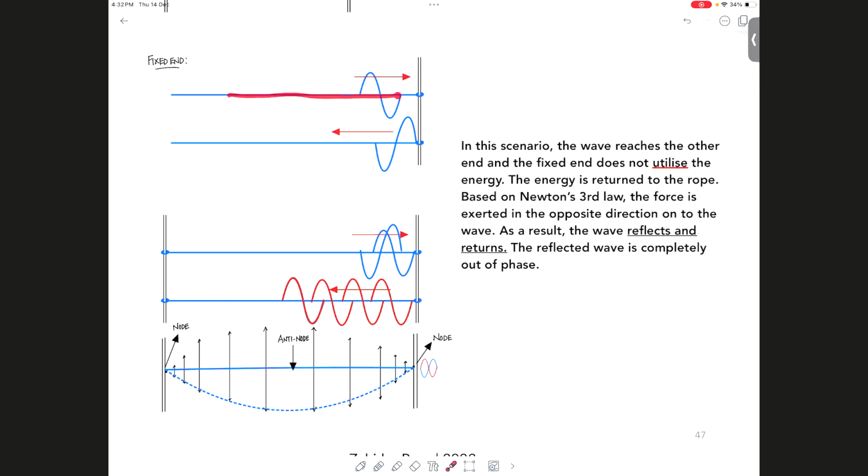So you can see that there's a wave going here and hits this thing and then comes back, right? So going in and coming back. There are a lot of waves that are moving in and a lot of waves that are moving out, and at different places they interfere in different ways, and that results in this formation, right? In this scenario, the wave reaches the other end, the fixed end does not utilize the energy, so the energy is returned to the rope. Based on Newton's third law, the force exerted is in the opposite direction to the wave. So if the wave wants to go downwards, this fixed end will push it back up. As a result, the reflected wave is completely out of phase. The completely out of phase reflected wave and the original incident wave interfere, and that's when you have this stationary wave formation here.